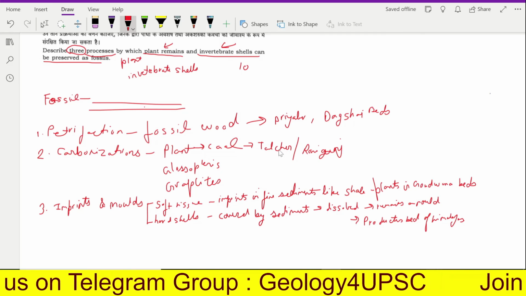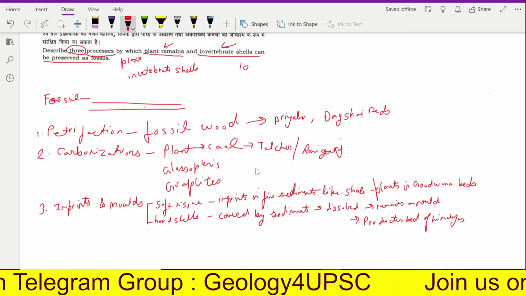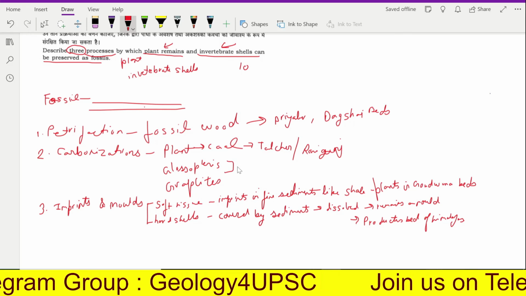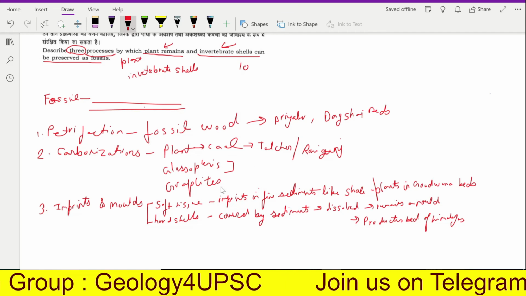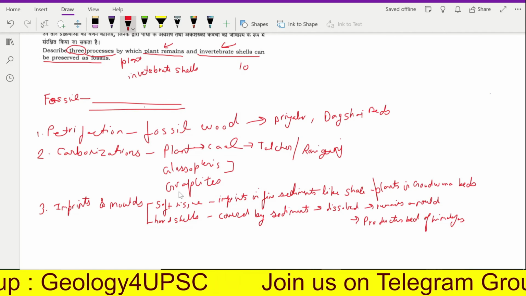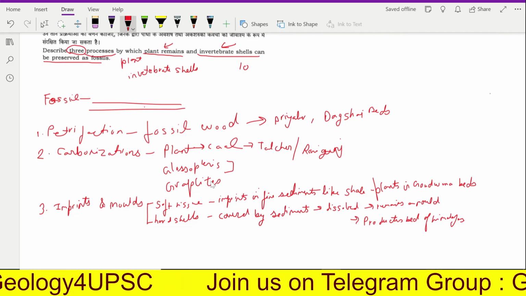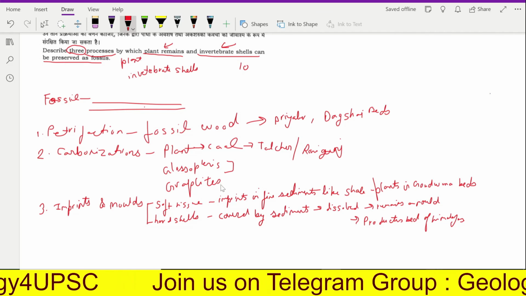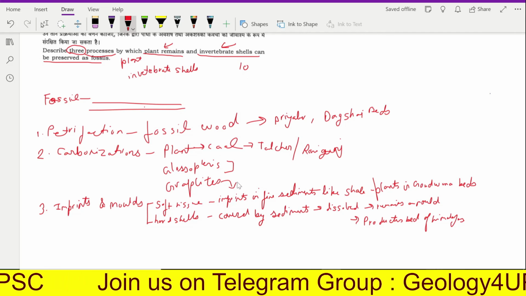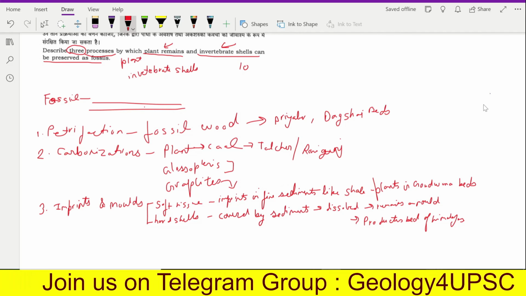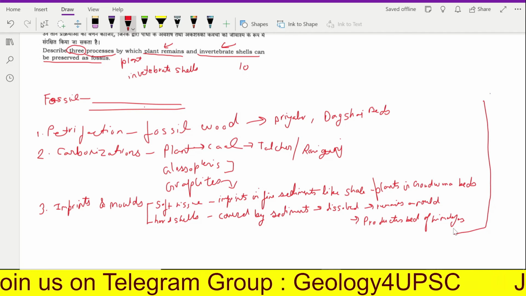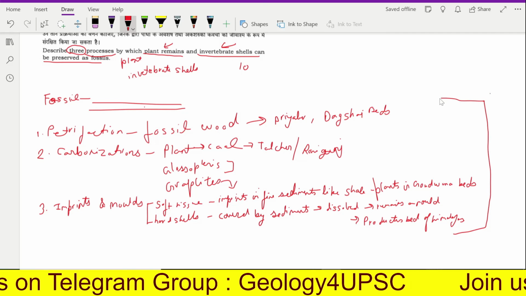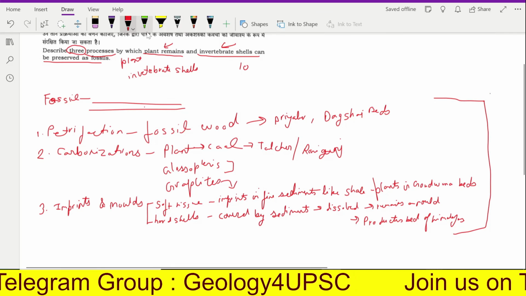Then carbonization, I explained coal, Talcher and Raniganj. Don't forget to write the names of the fossils. Then imprints: graptolite you can also write in imprints, because graptolite majorly occurs as imprints in shale. So you can write it here. These are the three points which you are expected to write for 10 marks in this question. Thank you.